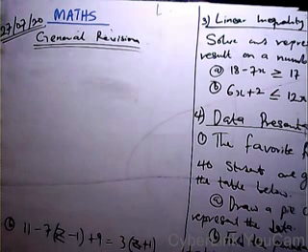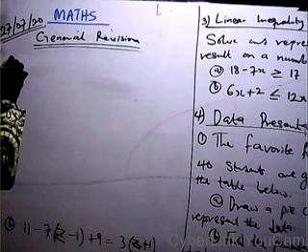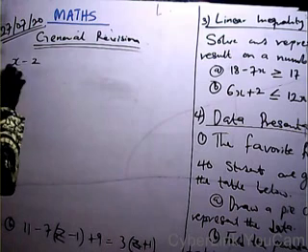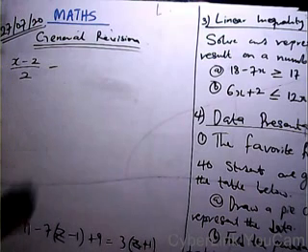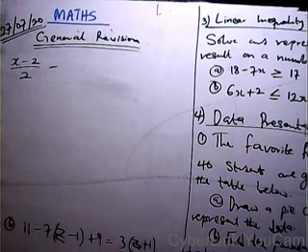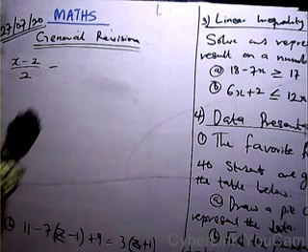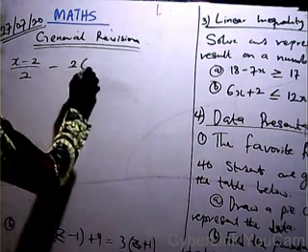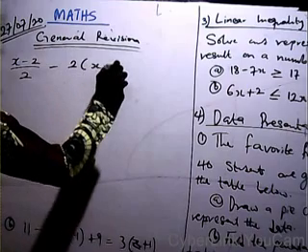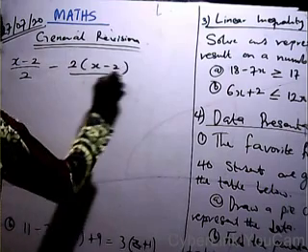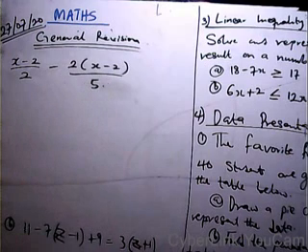x minus 2 over 2, minus 2 into bracket s minus 2 over 5. That is the question given. You have to simplify that.